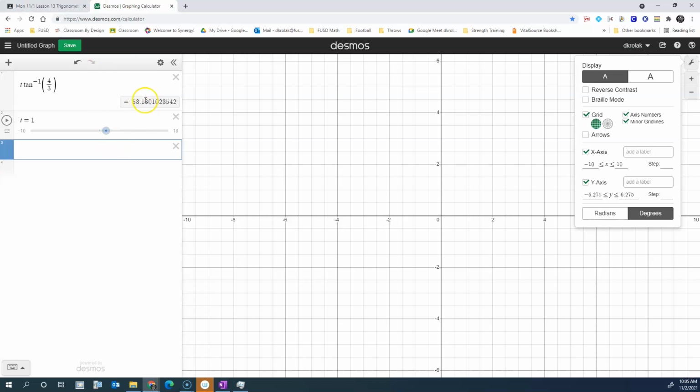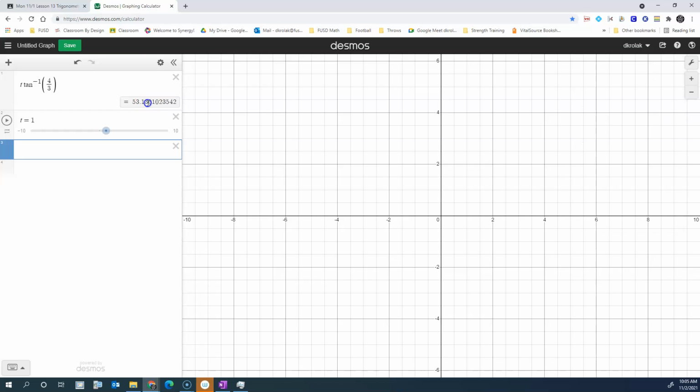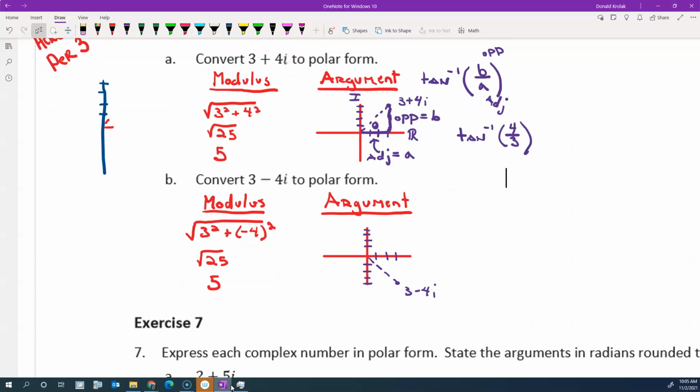So that's 53.13 degrees. Okay, that's my argument. So I think when we're doing this, we'll go out to 2 decimal places. So I'll just say 53.13. So this is equal to 53.13. Okay, anybody need help getting that on their phone or their calculator?